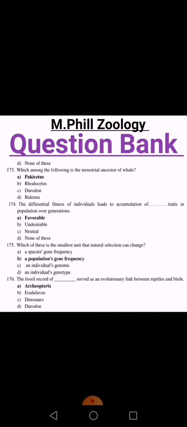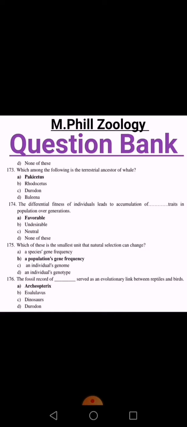Which among the following is the terrestrial ancestor of whale? Pachycetus. Pachycetus terrestrial ancestor of whale है. The differential fitness of individuals leads to accumulation of favorable traits in population over generation. A is correct. Which of these is the smallest unit that natural selection can change?